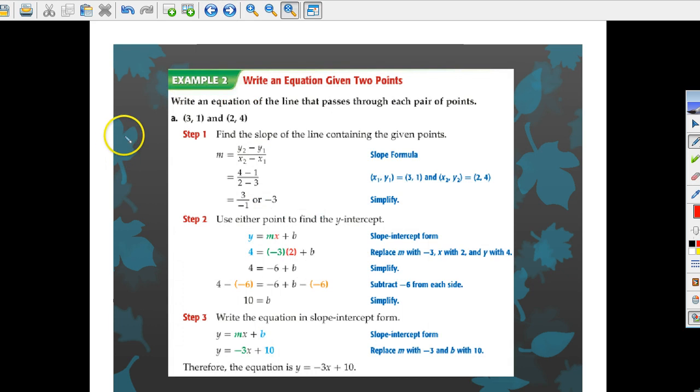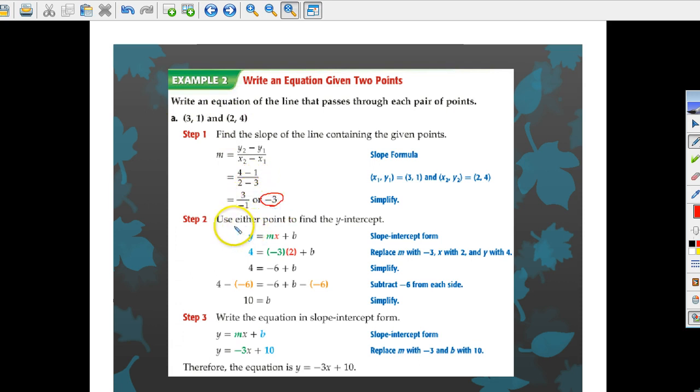Alright, here's an example problem. Write an equation of the line that passes through each pair of points. Here you have (3, 1) and (2, 4). You're going to find the slope by using the slope formula: (y2 - y1) over (x2 - x1). So here you have 4 - 1 on the top, and then 2 - 3 on the bottom, which becomes -3. Now you have a slope.